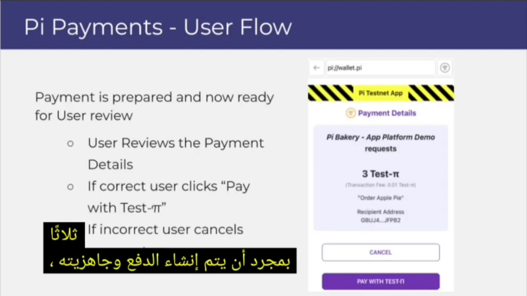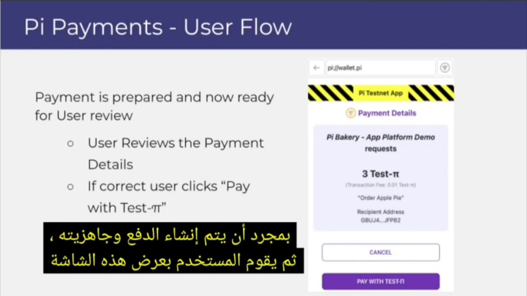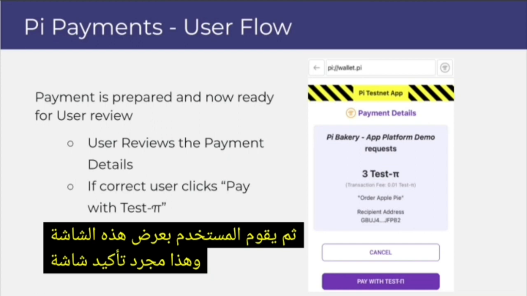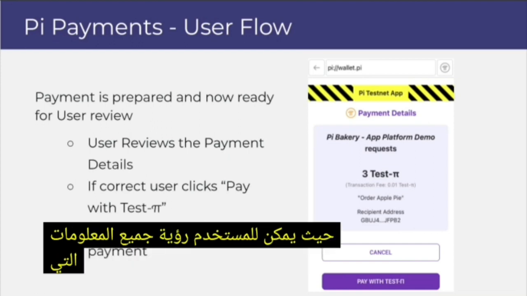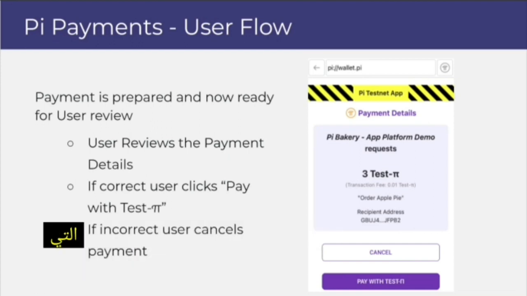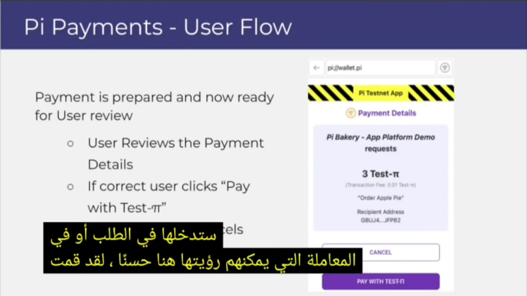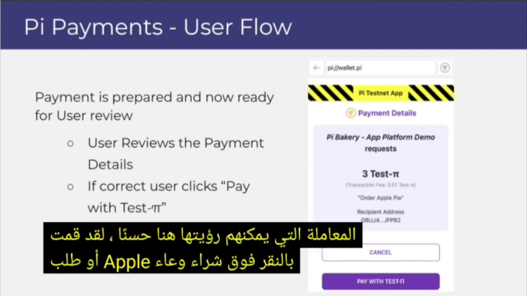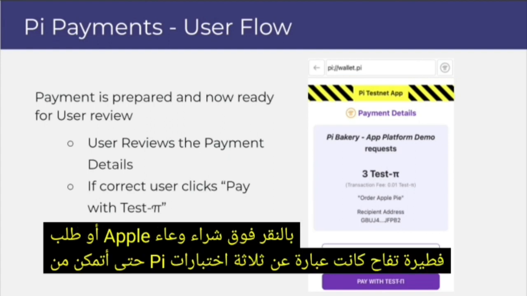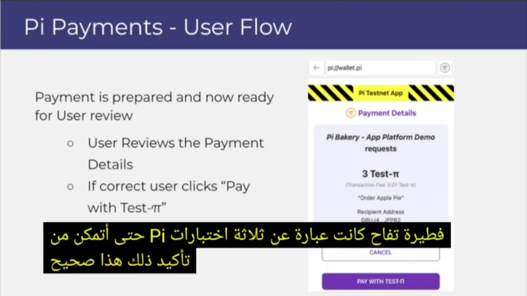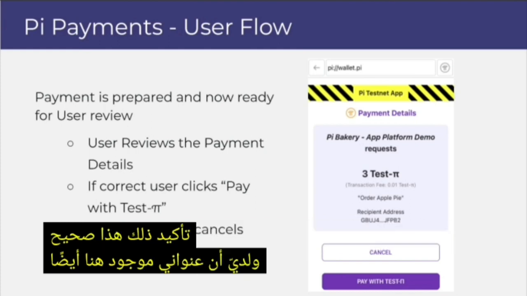Once the payment is built and ready, the user is displayed this screen. This is just a confirmation screen where the user can see all of the information that will go into the order or into the transaction. They can see here, okay, I clicked on order an apple pie. That was 3 test Pi. So I can confirm that that is right. And I've got that my address is here as well.